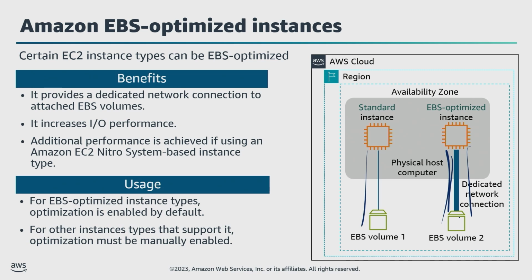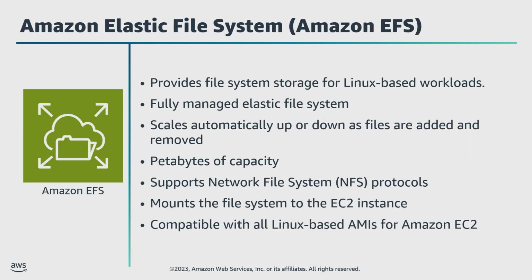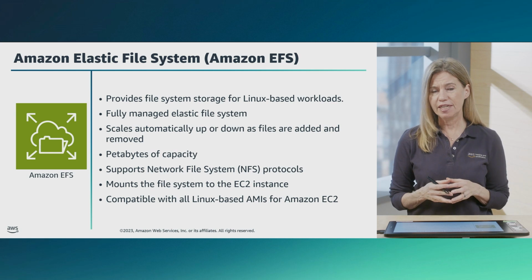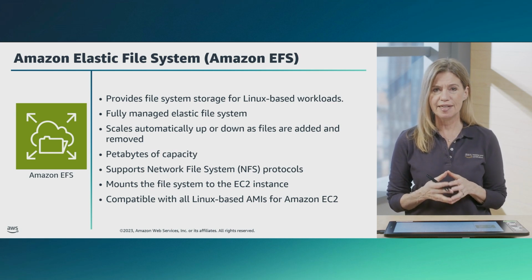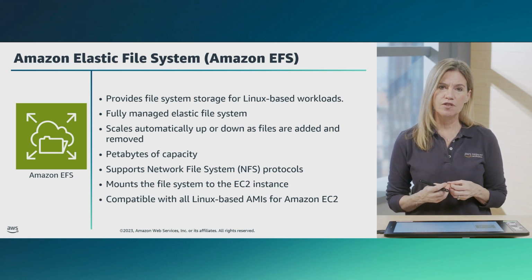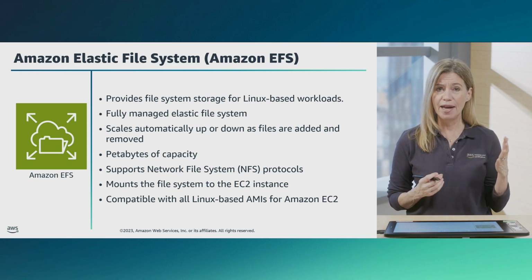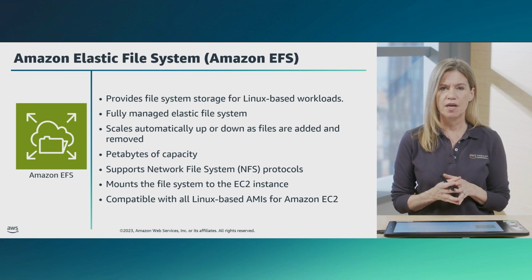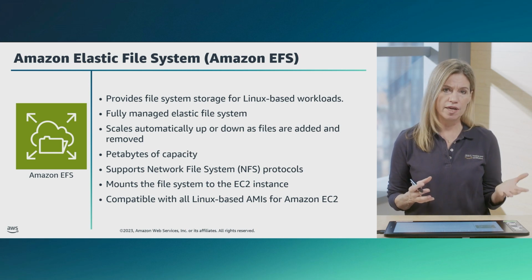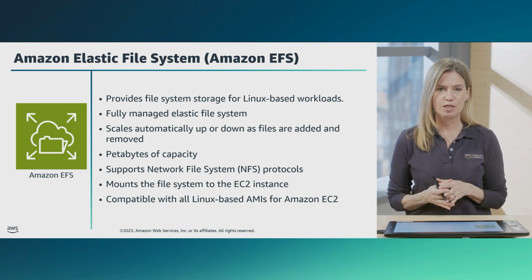If you need to share data among multiple instances simultaneously, you need the performance and read-write consistency of a network file system. Amazon EFS is a fully managed service that provides file system storage for Linux-based workloads. Multiple EC2 instances can access an EFS file system at the same time. So Amazon EFS provides a common data source for workloads and applications that run on more than one EC2 instance. In addition, EFS file systems can automatically scale from gigabytes to petabytes without needing to provision new storage. Common use cases include file systems for enterprise applications, database backups, and content management.